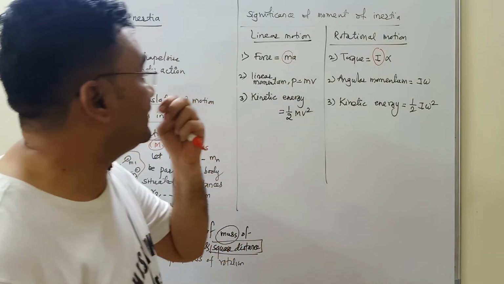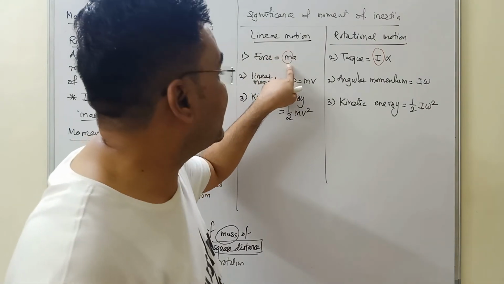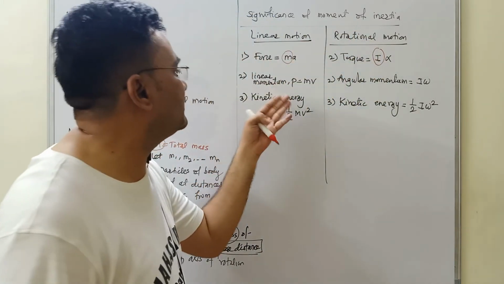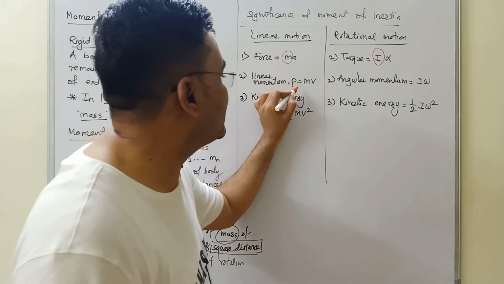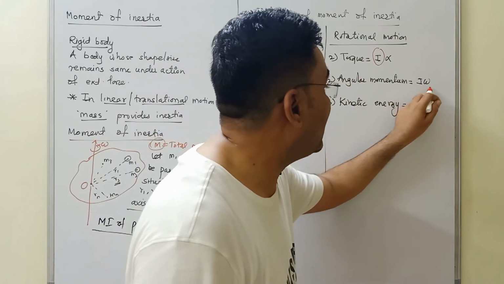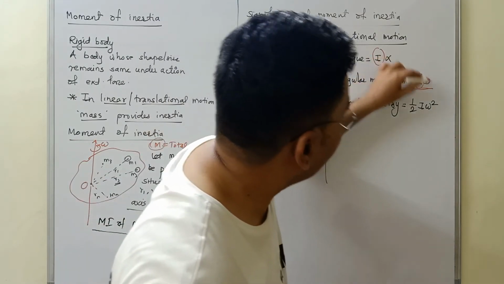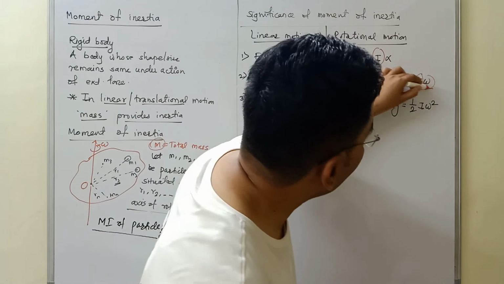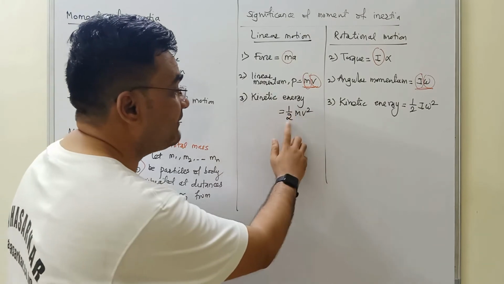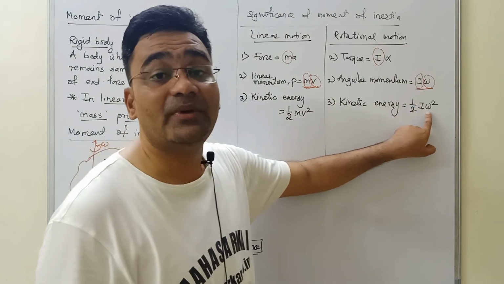So the inertia which was provided in linear motion by the mass of the object is provided in rotational motion by I. The same we can compare for another example. Linear momentum in linear motion is given by the product of mass into velocity, whereas angular momentum is given by I into omega. So again, mass is replaced by I, and linear velocity is replaced by angular velocity. Kinetic energy in linear motion is given by half mv square, but kinetic energy of a rotating body is given by the formula half I omega square.